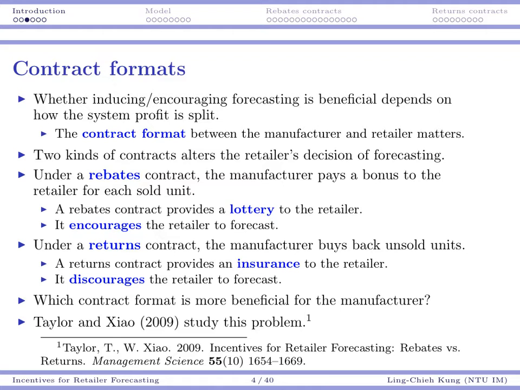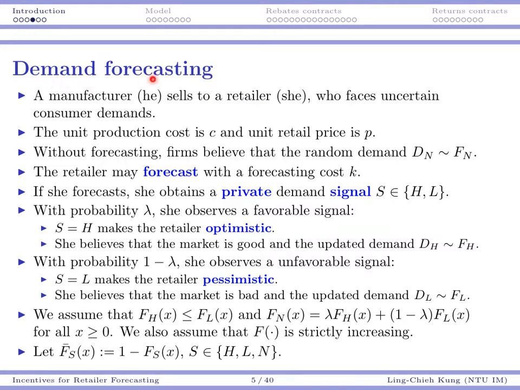The study we introduce here has been done by Taylor and Xiao in this particular paper published in Management Science. Okay, so basically we are talking about this paper. Let me introduce more about the demand forecasting, or about how this paper talks about demand forecasting. We will say there is a manufacturer and there is a retailer, and these two guys both face uncertain consumer demands. So if the retailer does not do forecasting, then their knowledge about the market will be the same. There is a unit production cost C and a unit retail price P. Okay, so these are just basic assumptions.